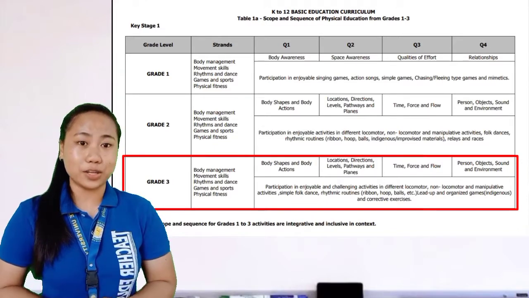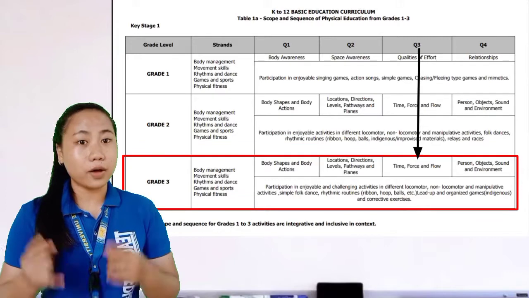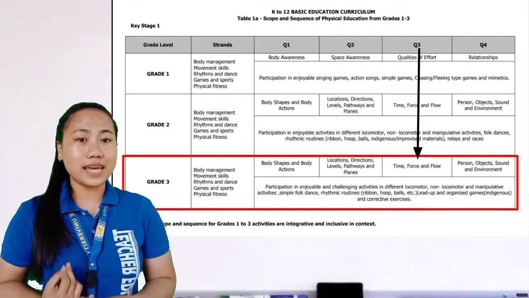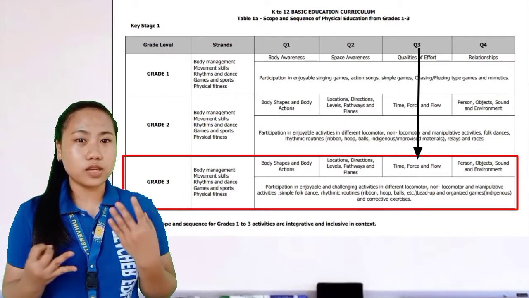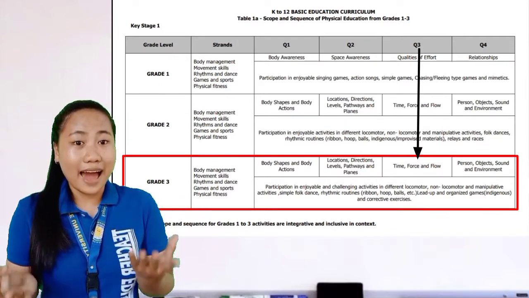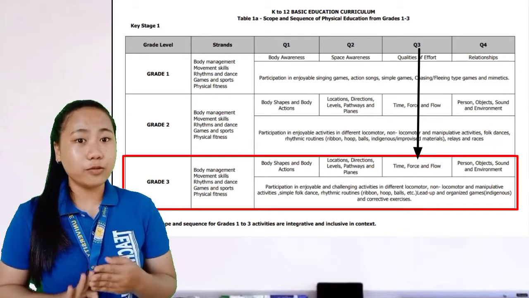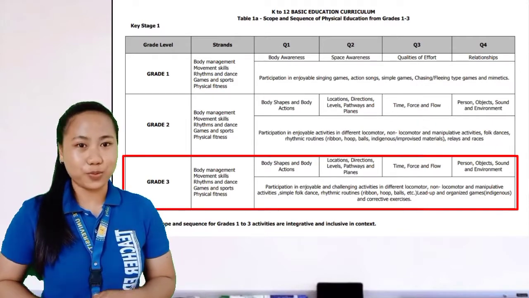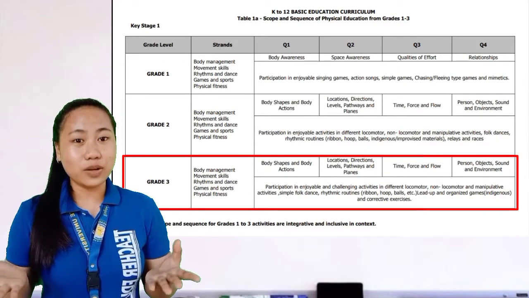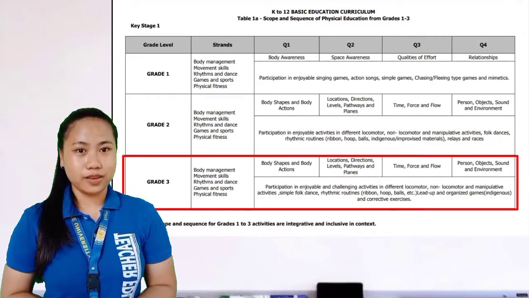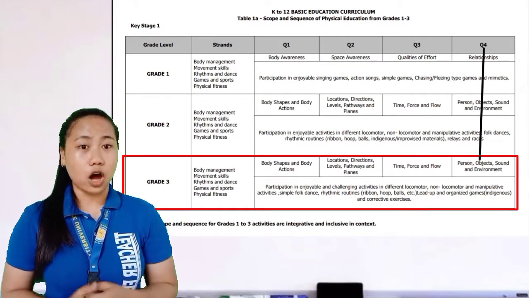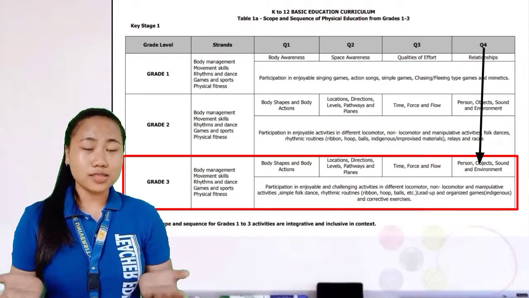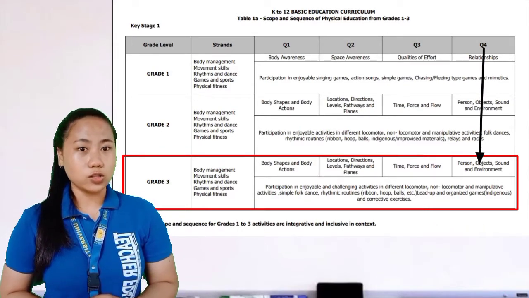When they move to the third quarter, the students will learn about time, force, and flow. When we say time, it's all about how slow or how fast something or someone is. When we say force, it's all about how light or strong something or someone is. And flow is the smoothness of movement. And that will be for the third quarter. For the fourth quarter of grade 3, the scope and sequence are persons, objects such as hoops, balls, and others. And of course, they will also learn about sound and environment.